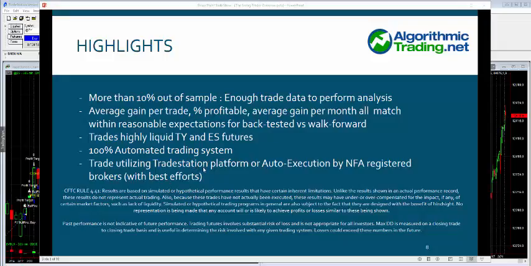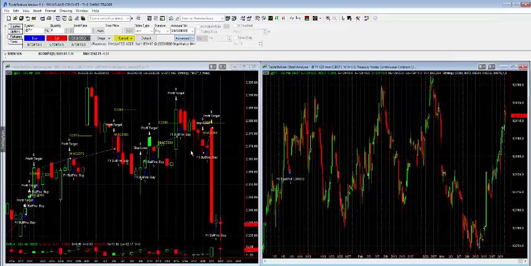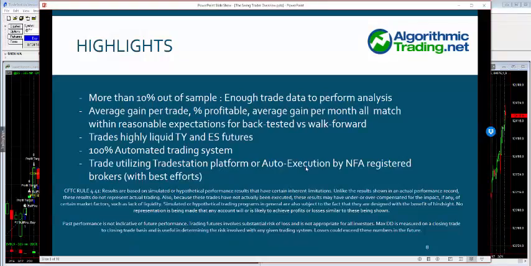It can be traded on the TradeStation platform. In other words, some of our customers prefer to have TradeStation running, and when that happens, we load the algorithms on their platform, just like you see here, and then they let the algorithms run. It can also be auto-executed by one of the NFA registered brokers with best efforts, and we have a list of brokers that support this system, and you can look them up on the NFA website to make sure that they're okay. And I think those are the main highlights.